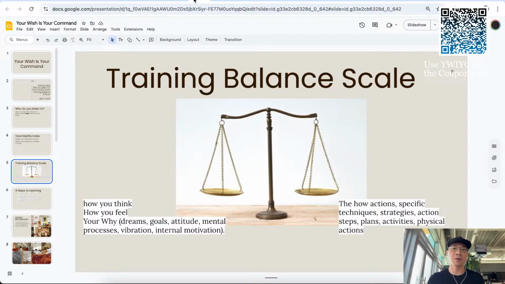Training balance skill, looking at your life in a different way. Not just what you know in your head, but sometimes you got to sit in with yourself and say, what is really going on? What is really underneath the surface? How do I really think? How do I really feel? What is my self-image within? My dreams, goals, and attitudes, the mental processes of this internal person sitting inside of me.